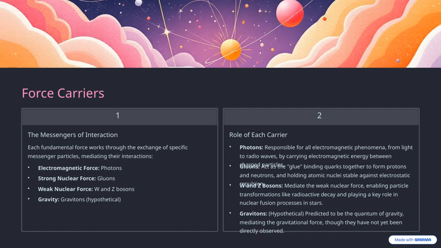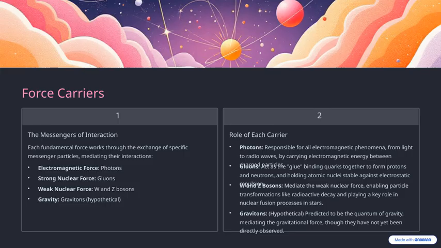Moving on, the strong nuclear force, which holds atomic nuclei together, is mediated by gluons. Think of gluons as the glue that binds quarks inside protons and neutrons, ensuring atomic nuclei stay stable despite the electrostatic repulsion between positively charged protons. Then we have the weak nuclear force, which is responsible for certain types of particle transformations, such as radioactive decay. This force is mediated by W and Z bosons, which play a crucial role in processes like nuclear fusion in stars. They enable particles to change identities under specific conditions.